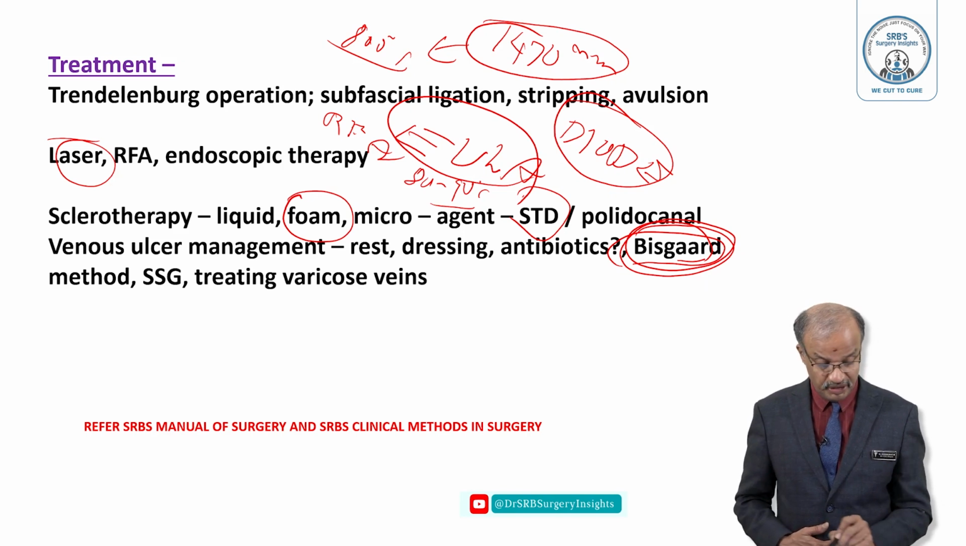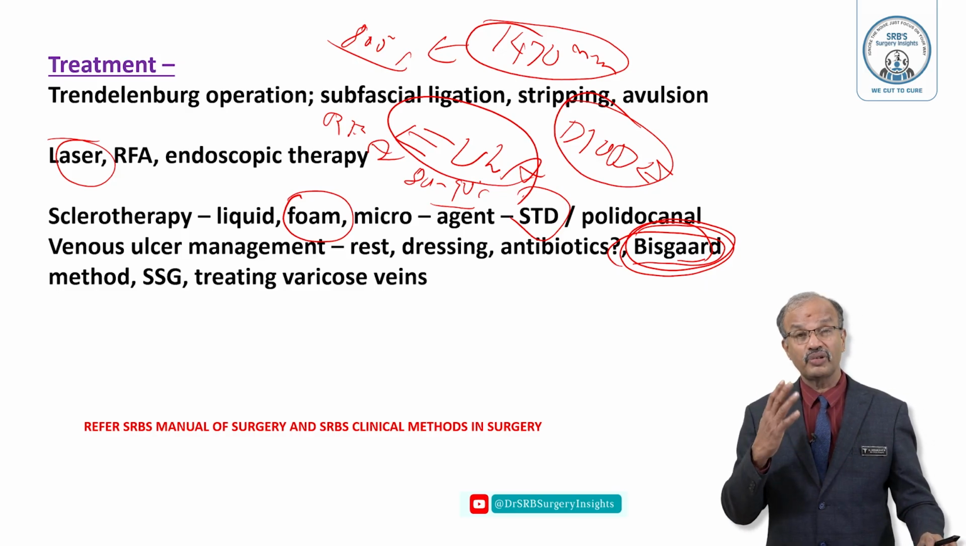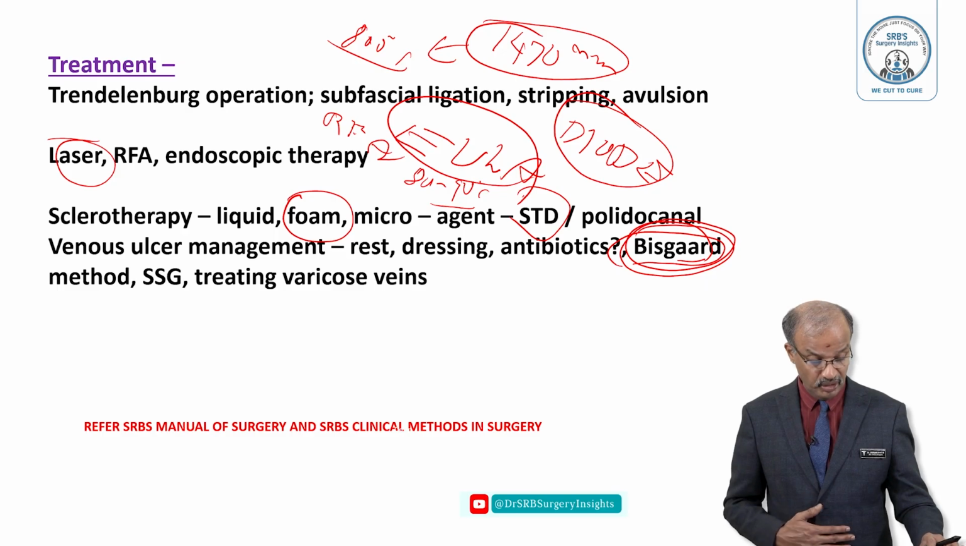So this is the Bisgaard method, often asked in MCQ, viva, clinical side, short and long case. Venous ulcer is a short note. Treatment of venous ulcer is a short note. So you should remember that.